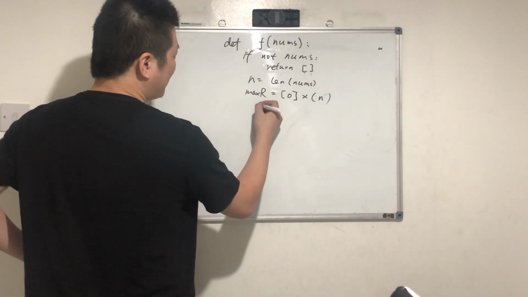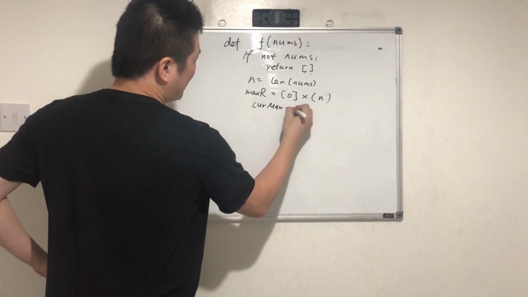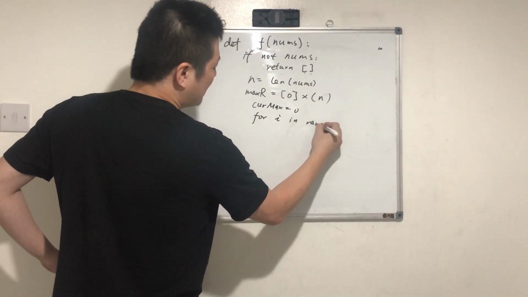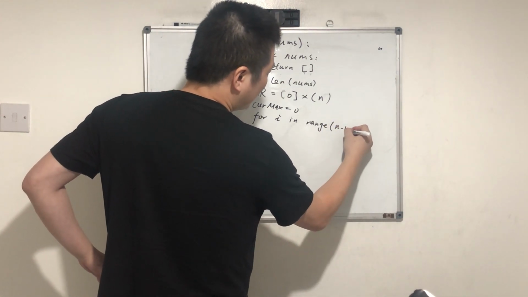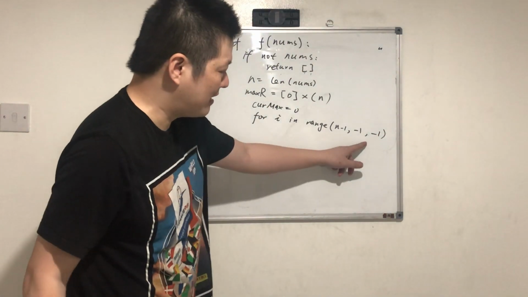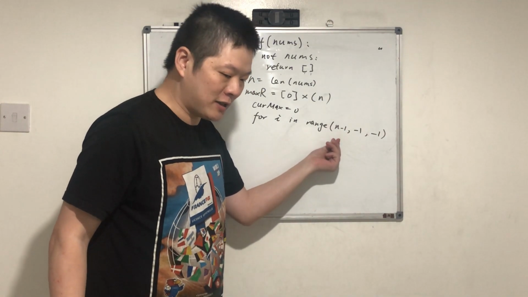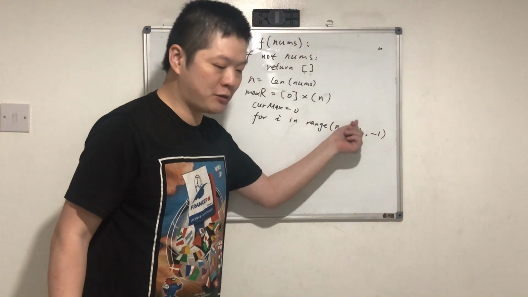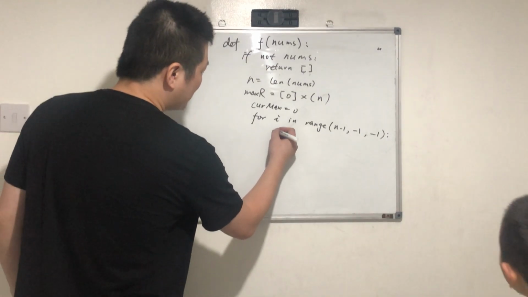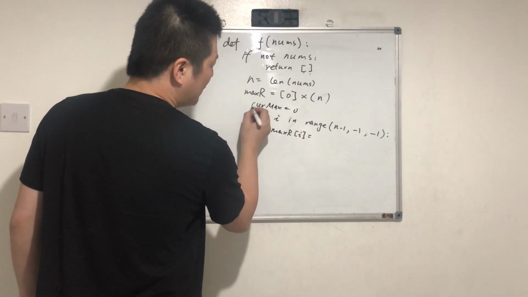Now let's set current max equals 0. For i in range, we start from the rightmost, n minus 1 down to 0, and every time i decrements by 1. So i will go from n minus 1, n minus 2, n minus 3 until 0, because the stop at minus 1 is exclusive. Well done.